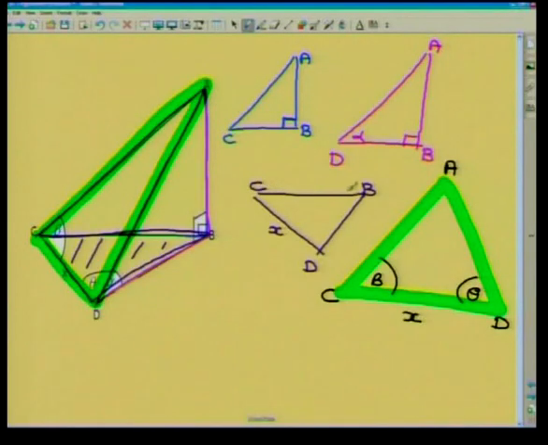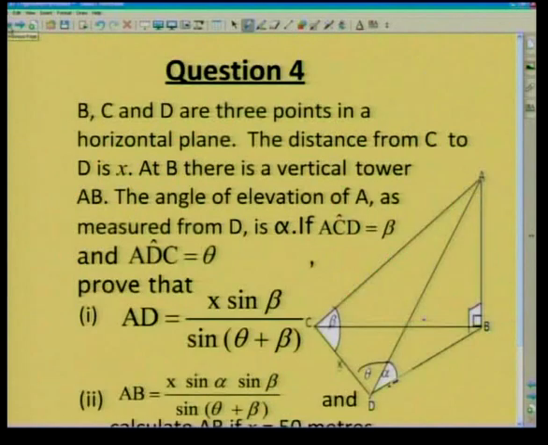Clearly, this one is not one I can work in. This one I can't work in yet. And this one I can't work in yet, because maybe I can get lucky and find some sides or angles. But this one is a very workable kind of triangle. So let's go back to the question and see what the question's asking us.